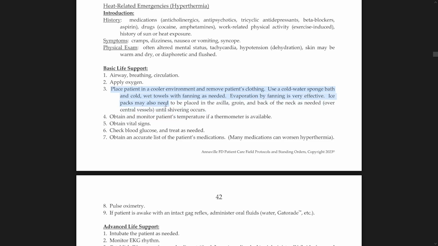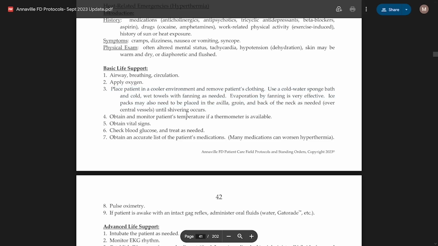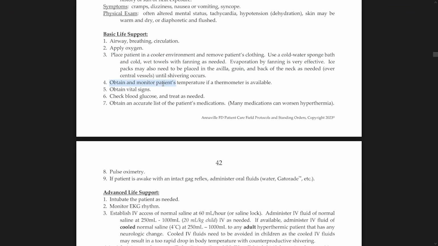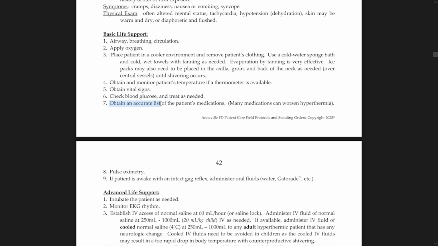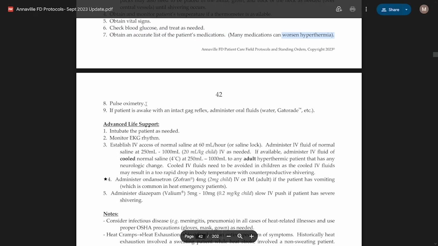For basic life support, we want to watch out for ABCs, apply oxygen, place the patient in a cooler environment and remove the patient's clothes, use a cold water sponge bath and cold wet towels with fanning as needed. Evaporation by fanning is very effective. Ice packs may need to be placed in the axilla, the groin, and the back of the neck until shivering occurs. Obtain and monitor the patient's temperature if a thermometer is available. Obtain vital signs, check their blood glucose levels, and obtain an accurate list of the patient's medications. Some of them may worsen hyperthermia.